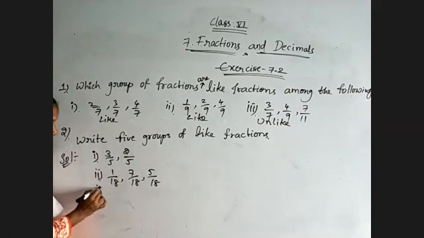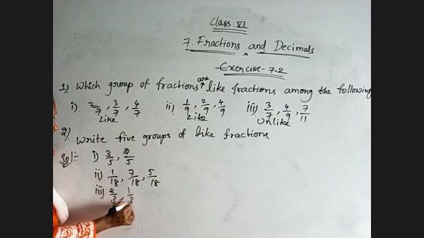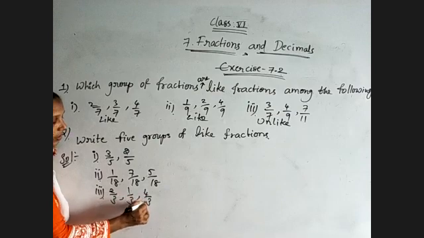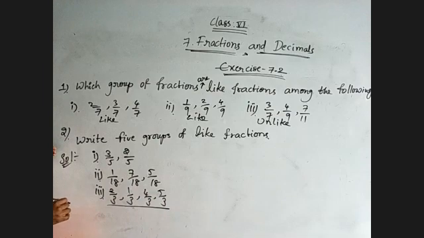And coming to the third group, here I will use 4 fractions. Suppose 2 by 3, 1 by 3, 4 by 3, 5 by 3, like this. Every fraction has 3 as the denominator. So all these 4 are like fractions. Like that only, you select the remaining 2 groups.